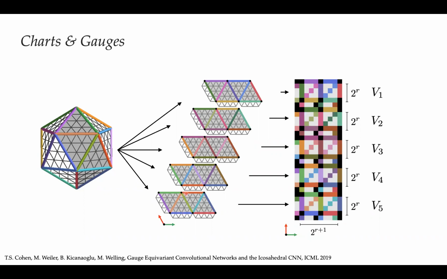Now, one thing to notice is that, as shown by the colors here, for instance this red line, some pixels are present in multiple charts. So the red pixels here correspond to the same red pixels in the chart right above it. And that's going to be important for the implementation of the gauge-equivariant convolution.